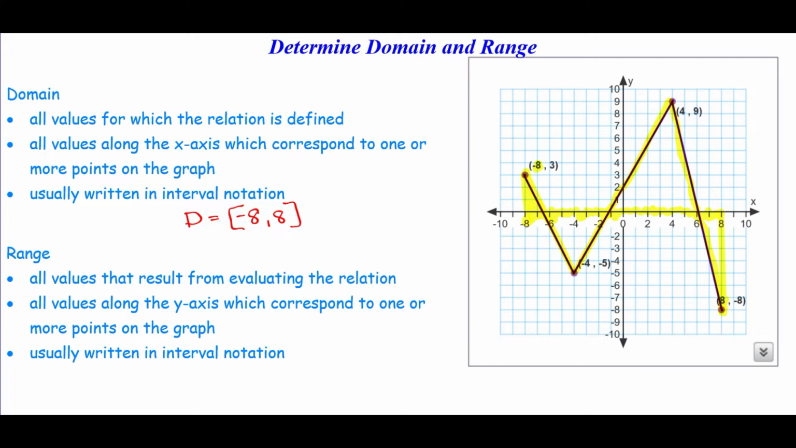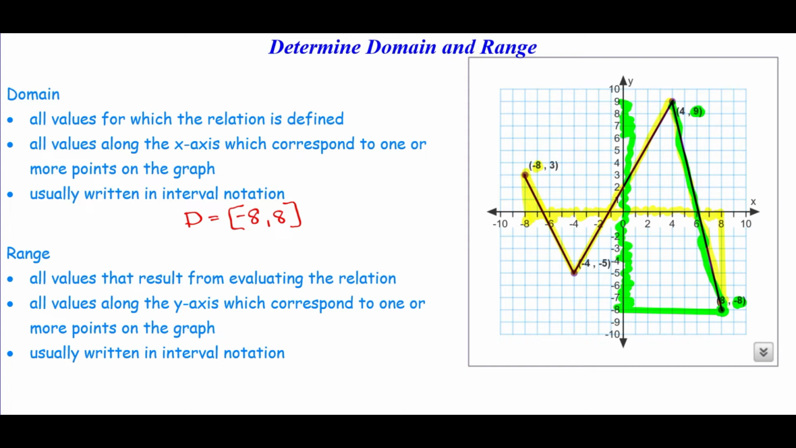Similarly, when we talk about range, the range is all the values that result from evaluating this relation or function. It's going to be the values along the y-axis that correspond to one or more points on the graph. And again, we're going to write those in interval notation. If we go similarly from here, moving from bottom to top, this is the first point that we see, which corresponds to a y value of -8. And as we continue along the function this way, we're up to this point here, which corresponds to a y value of 9.